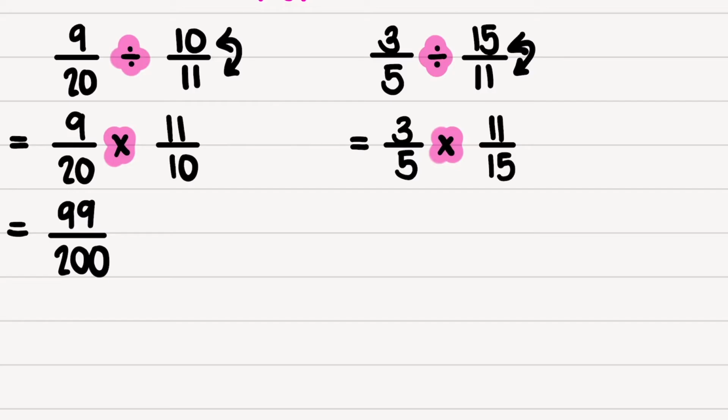Now I'm going to do my simplification, so I can see that in the numerator of the one fraction I have a 3, in the denominator I have a 15, which means that I can simplify those first. So I'm going to say 3 goes into 3 once, 3 goes into 15 5 times. So now I'm going to multiply top with top, bottom with bottom. 1 times 11 is 11 over 5 times 5 is 25.